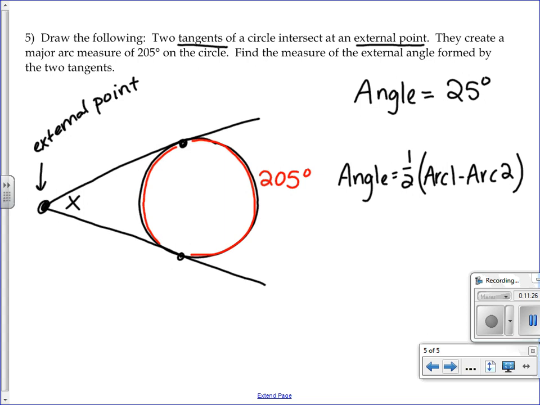So you'll notice that I know this arc is 205, but I don't know the other arc. As soon as I find the other arc, I can then just plug in my info. Well, you guys know that a full circle is 360. So if I'm given the major arc of the circle, 205, we can subtract it, and we're going to get that missing arc, which is 155.